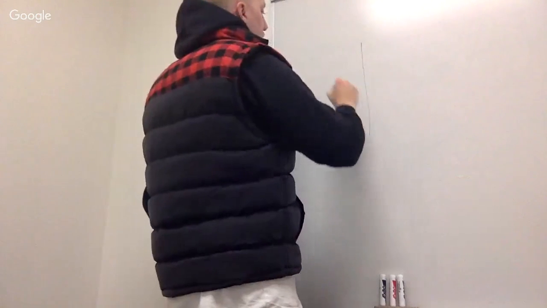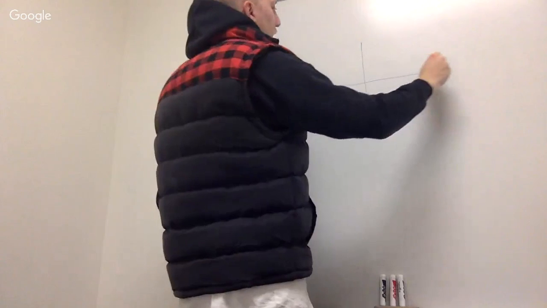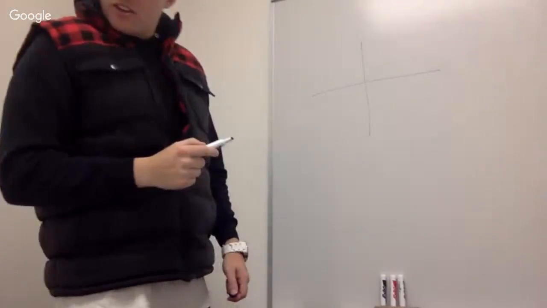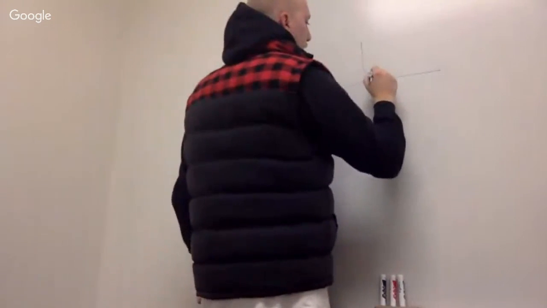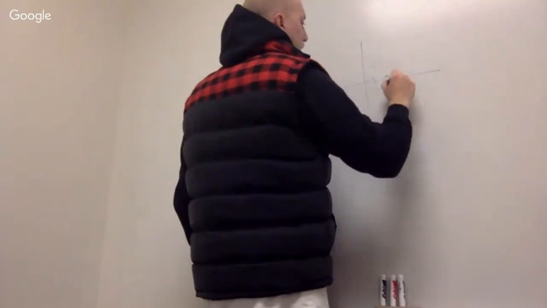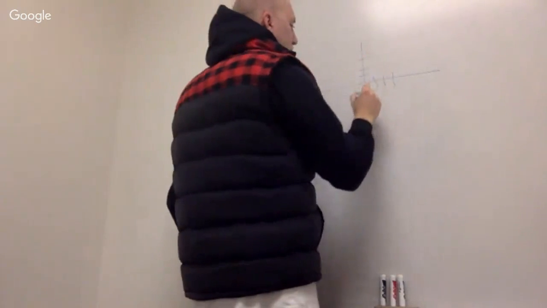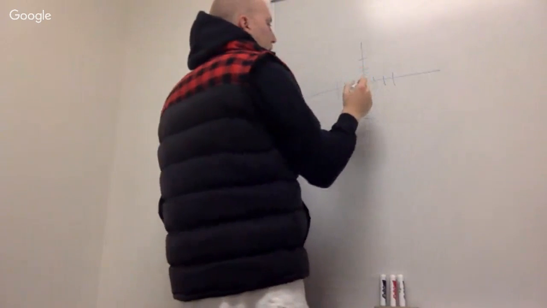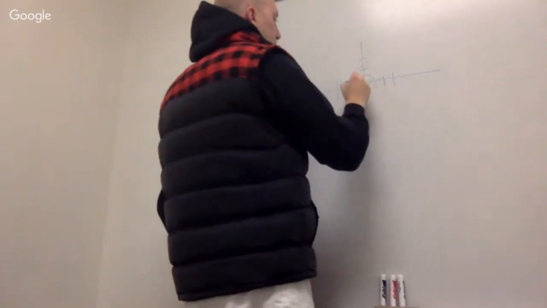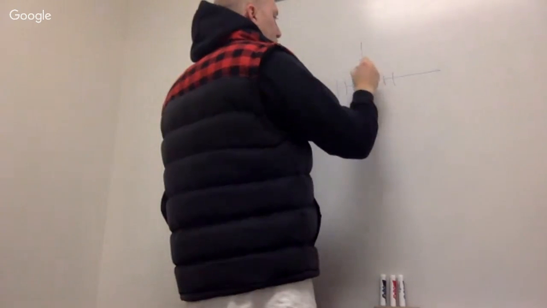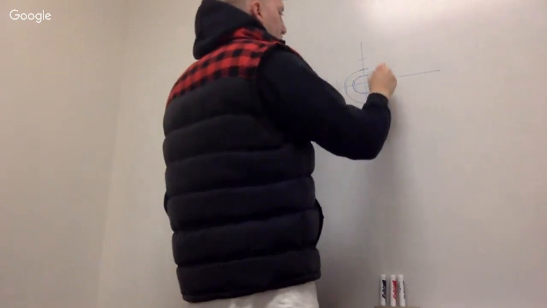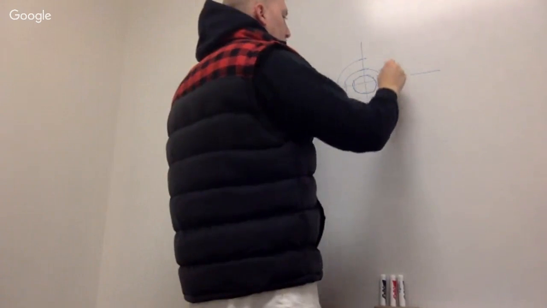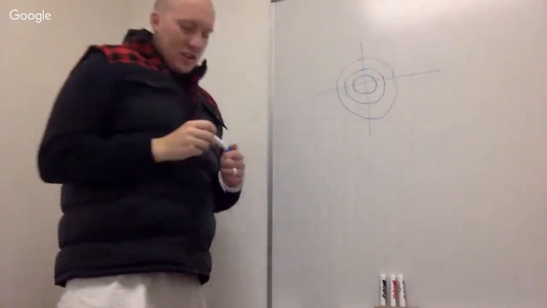So to plot polar points, we draw a little axis, and I'll just do 3 because 3 is the highest. Then what we do is draw circles, first level, second level, third level. That was a little off, but whatever. It's all good.